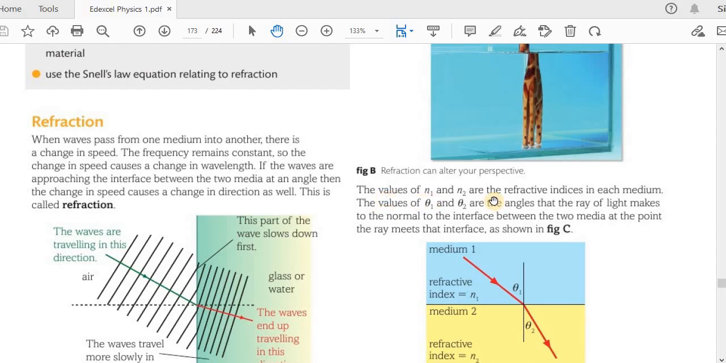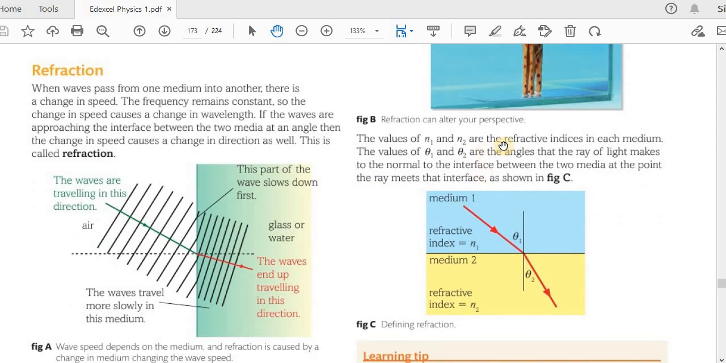The values of n1 and n2 are the refractive indices. Again, the plural of index is indices, and the refractive indices in each medium. So n1 and n2 are the refractive indices in each medium. In medium 1 the refractive index is n1, in medium 2 the refractive index is n2.